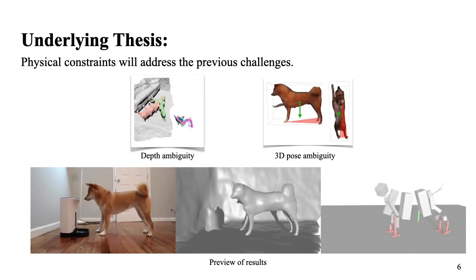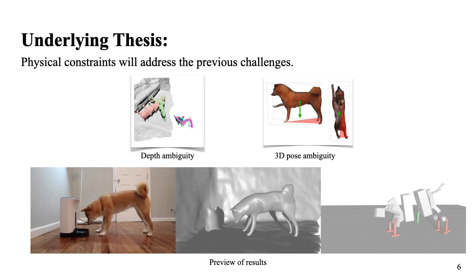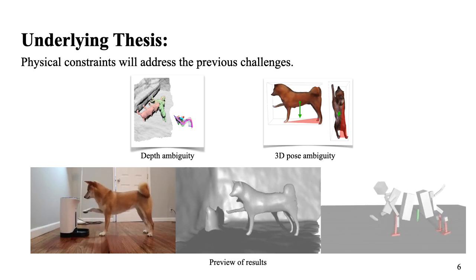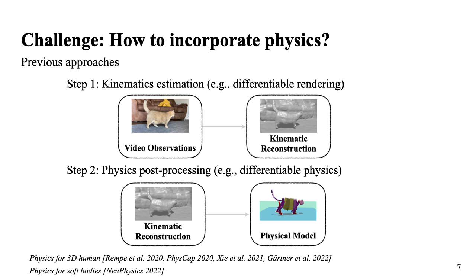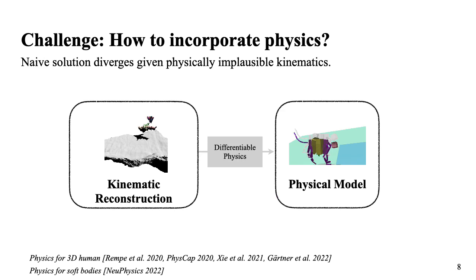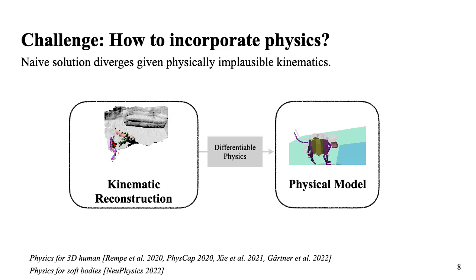Our goal is to fix such errors by incorporating a physical simulator into the reconstruction process. Prior approaches first estimate kinematics, and then use physics-informed optimization to post-process the reconstructions. When naively doing this, we find the physical reconstruction diverges from the visual evidence due to physically implausible kinematics. On the left, the reconstructed cat is not making contact with the ground. As a result, the physical model fails to track the kinematic reconstruction.